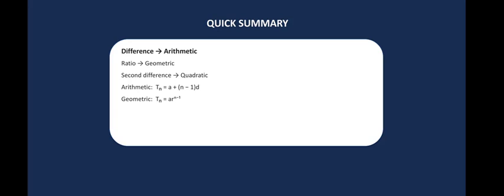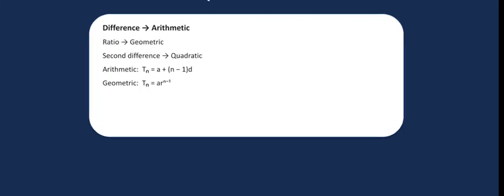So a quick summary. For arithmetic, we're going to be looking for the common difference. For quadratic, we're going to be looking at the second difference. For geometric, it's going to be the ratio. If it's an arithmetic sequence, you're using the common difference. For geometric, it is the common ratio r. For a quadratic, we're looking at the second difference.